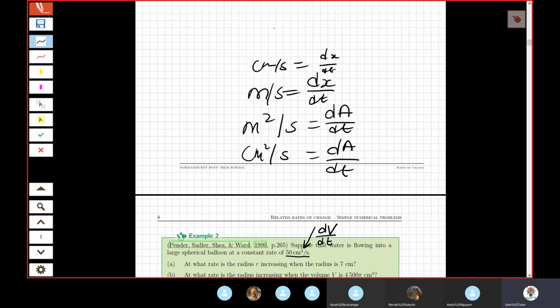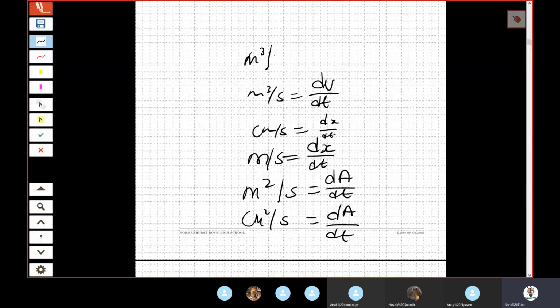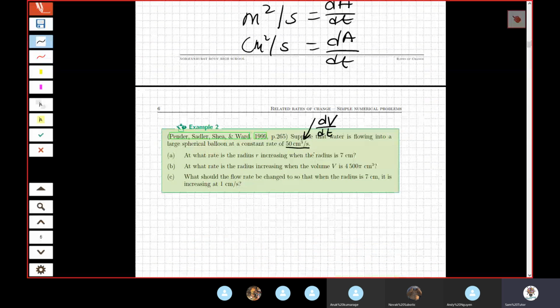dx on dt. Okay, what about meters cubed per second? What would you write? dV on dt. What if I said meters cubed per meter squared? What would you write now? dV on dA. All right, good. We get it. So don't make it hard for yourself. It's really meant to be that simple. So there it is. Centimeters cubed per second, d volume over dt.